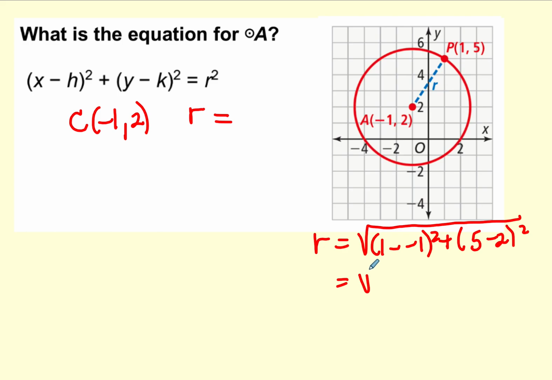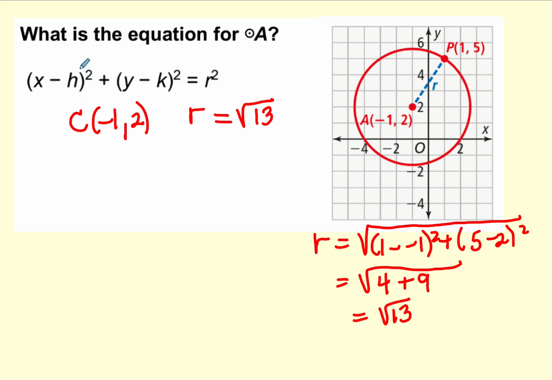So this is going to be a 2. 2 squared is 4. And this is a 3. 3 squared is 9. And then this will be the square root of 13. So r will be the square root of 13. And 13 is a little bit more than 3 squared... or rather the root of 13 is a little bit more than 3, yeah, a little bit more than 3.